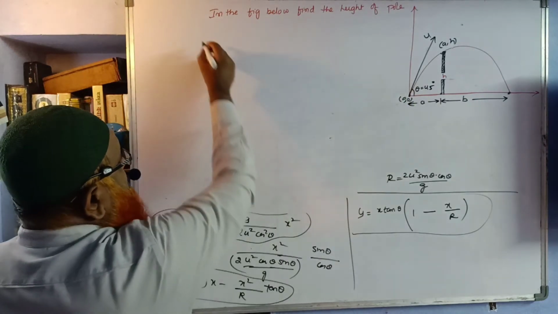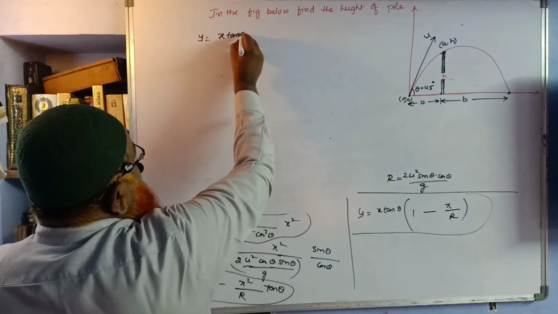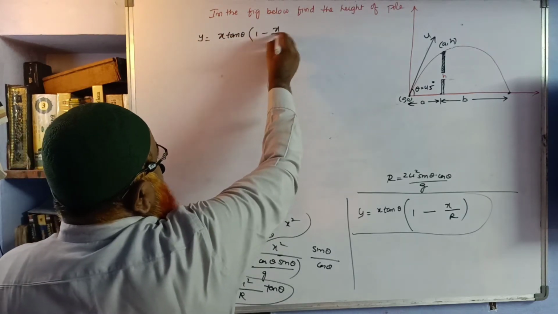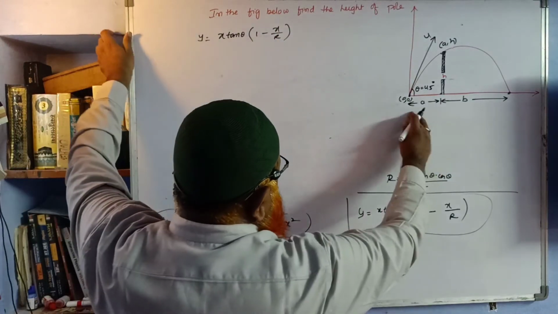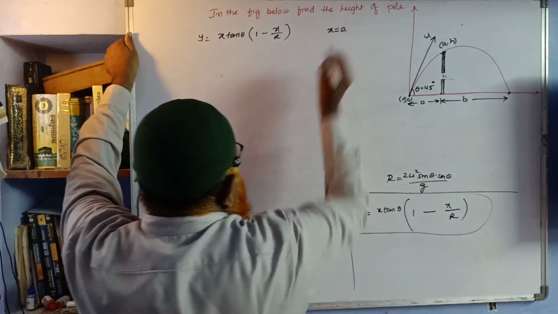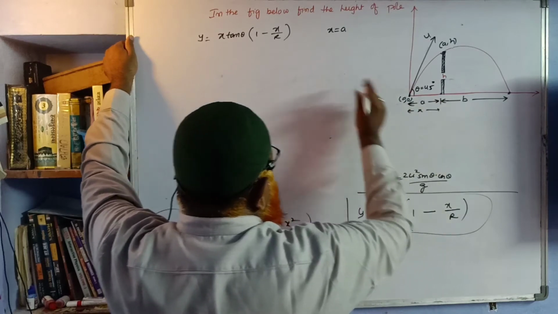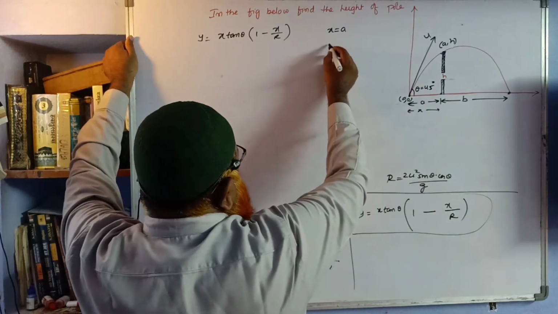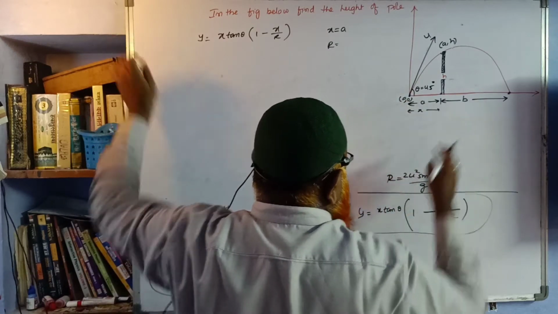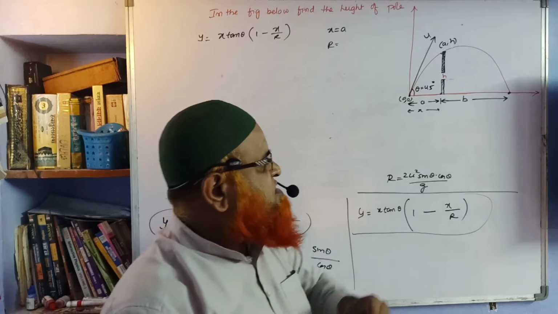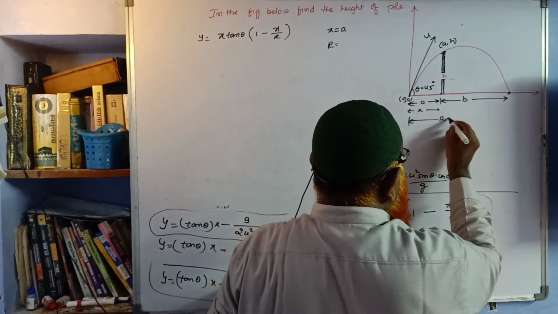How are you going to use this formula? You can write y is equal to x into tan theta into (1 minus x by R) here. So you need to find out what is x now. From this you will understand that x can be considered as a here, because this distance from here to here, x is considered to be a here, and you should know what is range. From this formula, range is nothing but maximum horizontal distance. A maximum horizontal distance is considered to be the range here.